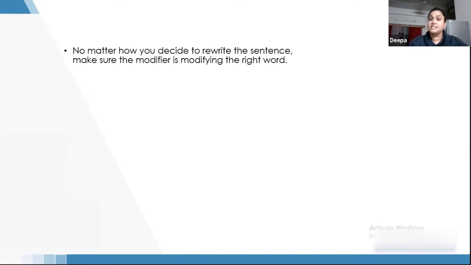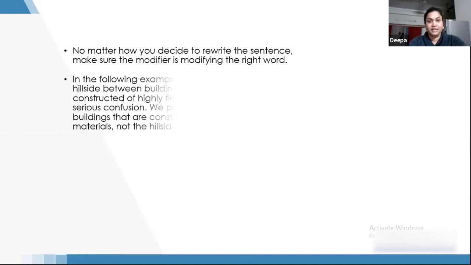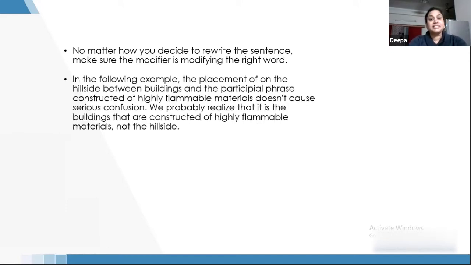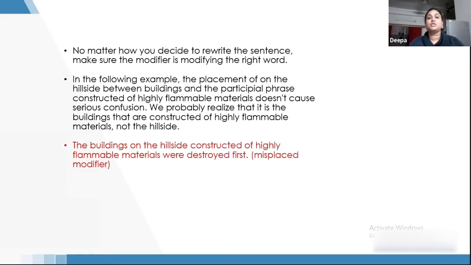No matter how you decide to rewrite the sentence, make sure the modifier is modifying the right word and is not going to something else. Let's check this sentence. The buildings on the hillside constructed of highly flammable materials were destroyed first. Let's check how you can rewrite it.